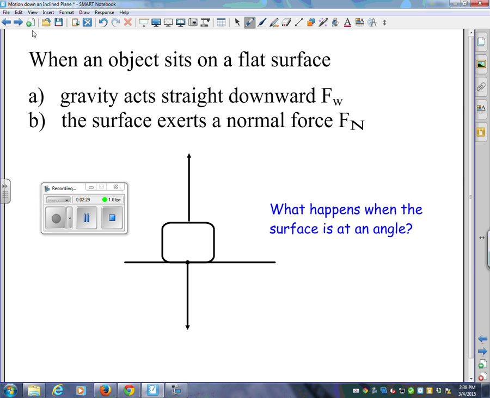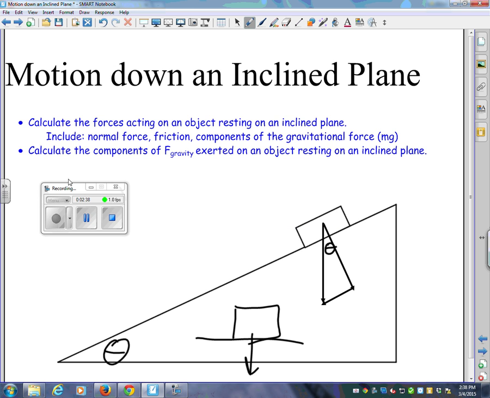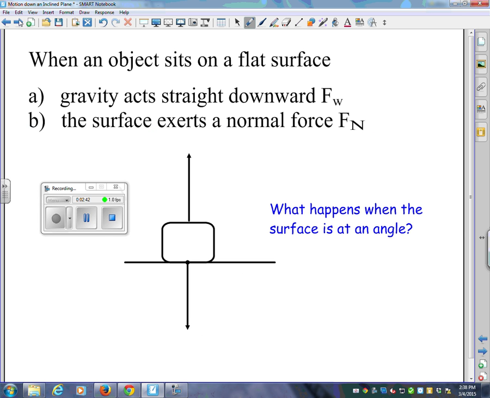When an object sits on a flat surface, like a book or a can of Snapple, gravity acts downward. That's FW, and that is important. There's FW, and there is what we call the normal force. And when they're on a flat surface, they are balanced.